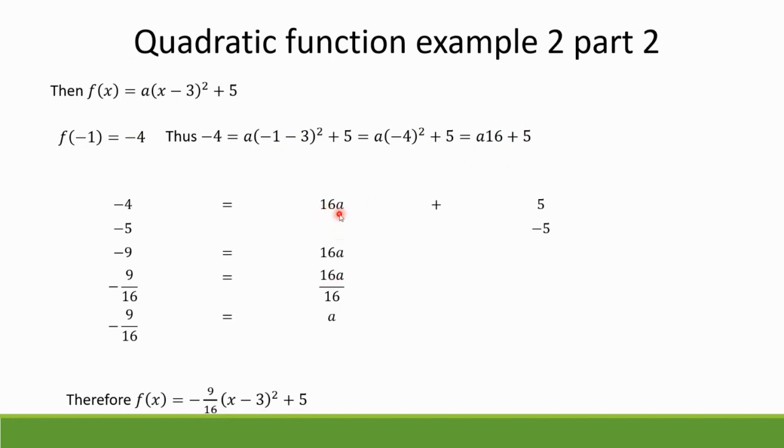But just like before, we have to solve for a. We isolate a, so I subtract 5 from each side. Minus 9 is 16a. Then we divide, as you can see, and we get negative 9 over 16 equals a. I mean, really, I should have kept a on the left-hand side, but that's okay. Either way, we see what a is, and we get this. So this is our function.